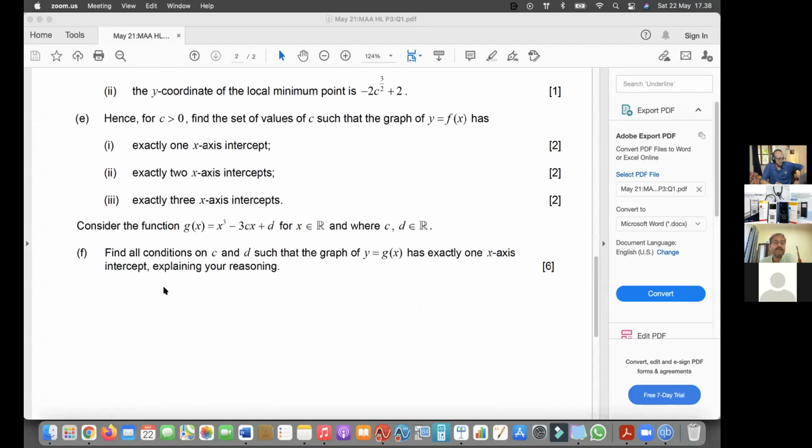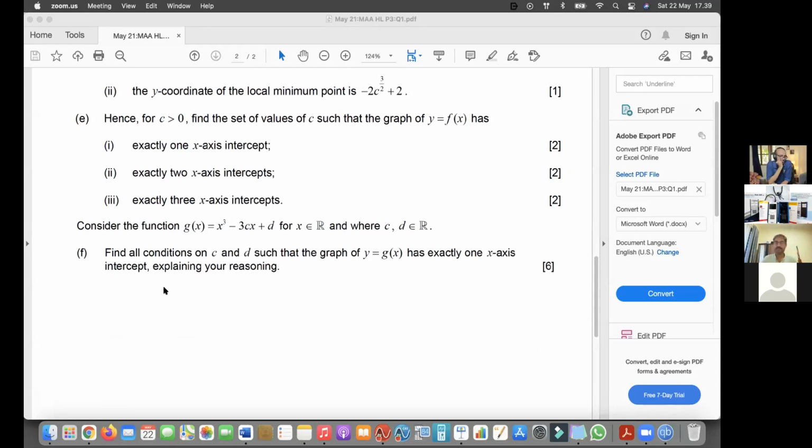Consider the function g(x) is equal to x cubed minus 3cx plus d for x belongs to R, where c and d both are real numbers. I was expecting some of these to be integers, but they're just real. Find all conditions on c and d such that the graph of y is equal to g(x) has exactly one x-axis intercept. Explain your reasoning. And this is 6 marks.